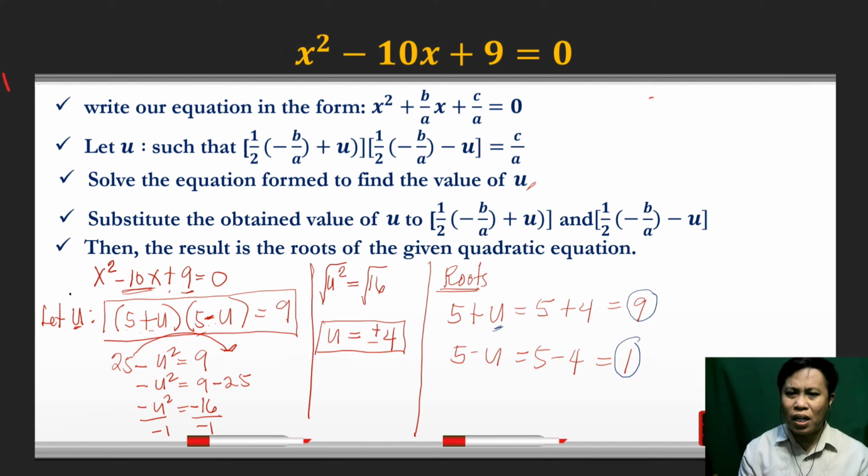So even if you use the negative 4 instead of positive 4, you will still come up with the same numbers, 9 and 1. Okay, so therefore, the solution set of this quadratic equation x squared minus 10x plus 9 equals 0 is positive 1 and positive 9. So this is the final answer.